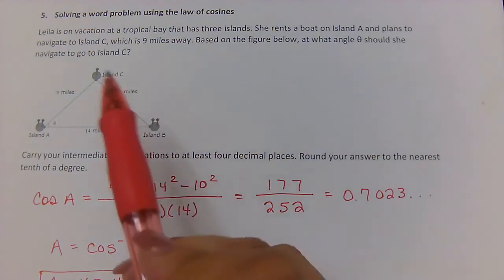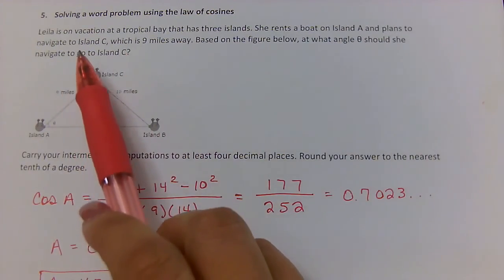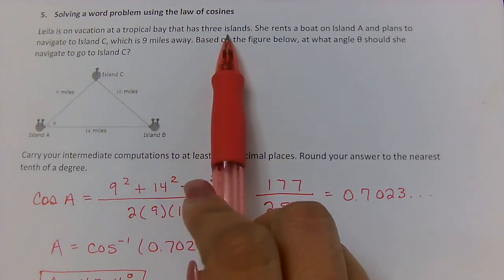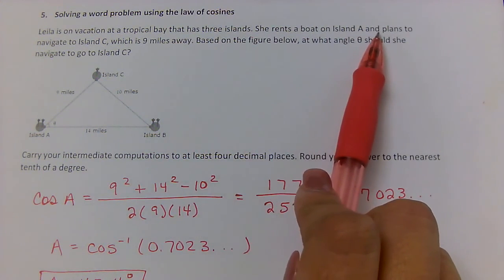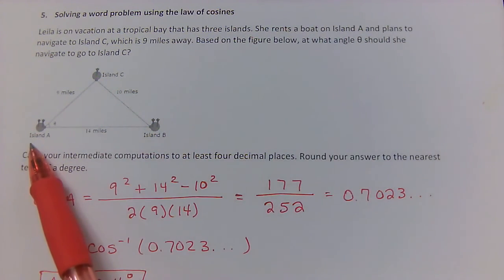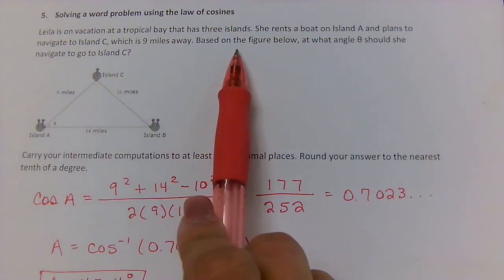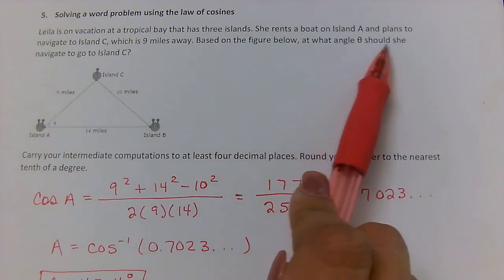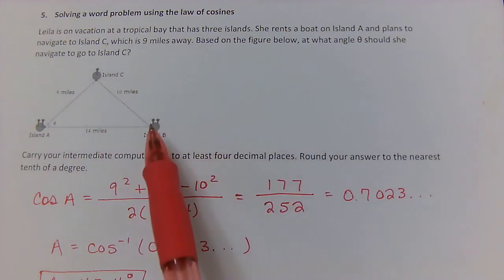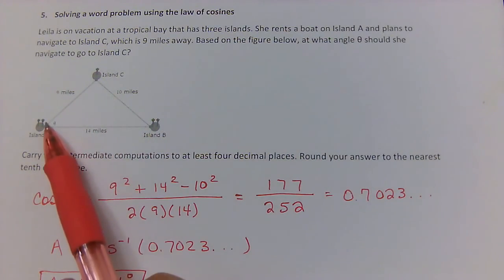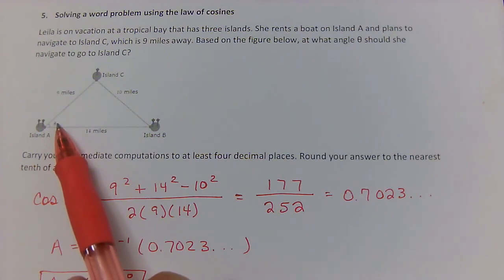Number 5. Number 5 says that Leah's on vacation in a tropical bay and has 3 islands. She rents a boat on island A here, plans to navigate to island C, which is 9 miles away, and then based on the figure, what is the angle she should navigate to go to island C? So basically we're looking for theta, which is this angle here.